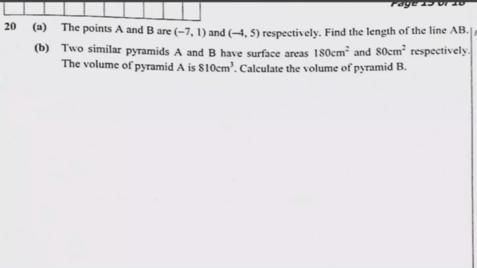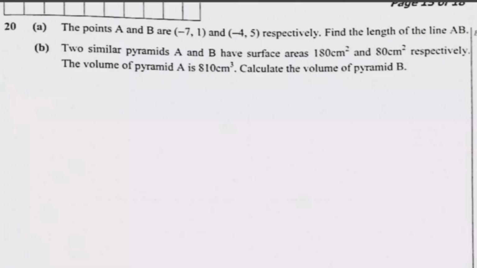We come to question 20b. Question 20b is as follows. 2 similar pyramids A and B have surface areas 180 centimeter squared and 80 centimeter squared respectively. The volume of pyramid A is 810 centimeter cubed. Calculate the volume of pyramid B.